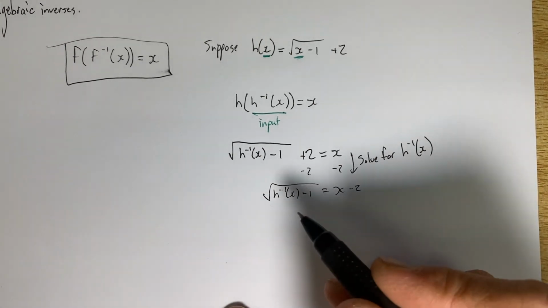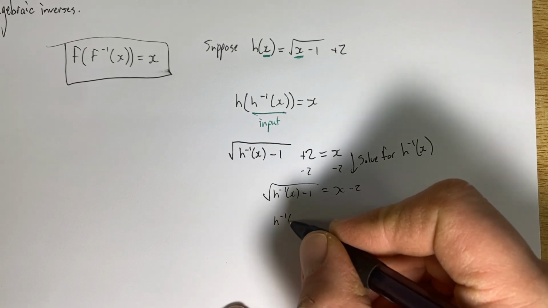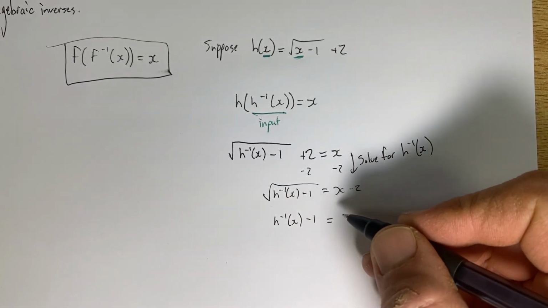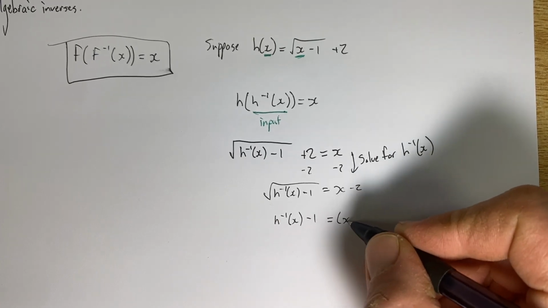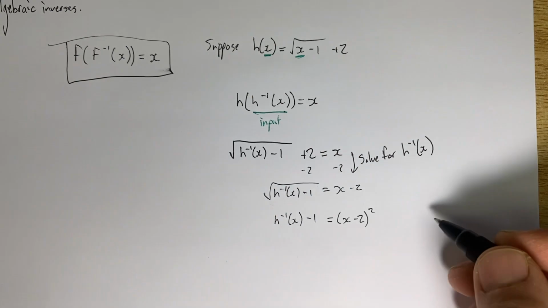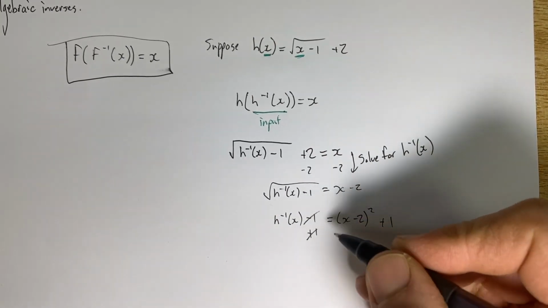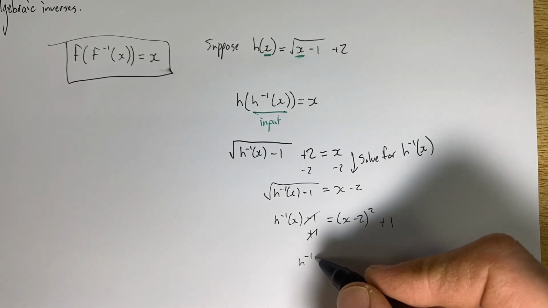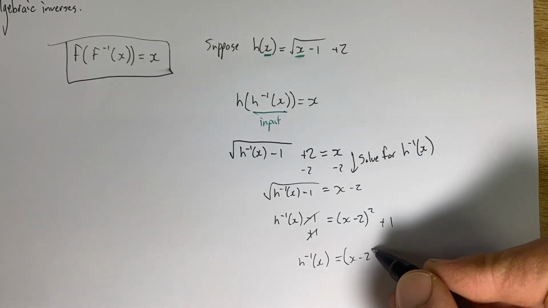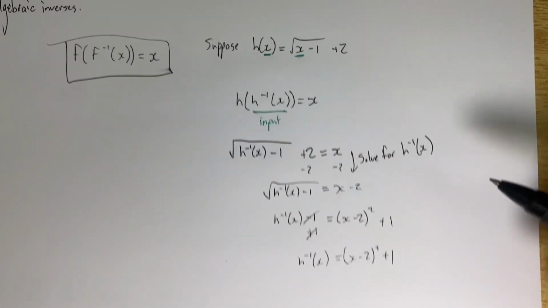And now I'm going to square both sides to get rid of the radical. So I'll have h inverse of x minus 1 is equal to x minus 2 squared. And then I'm going to add 1 to both sides. Those cancel, and I'll be left with h inverse of x is equal to x minus 2 squared plus 1. So this is my inverse function.